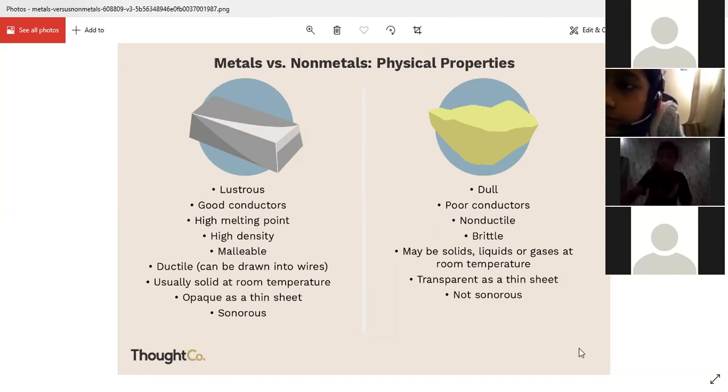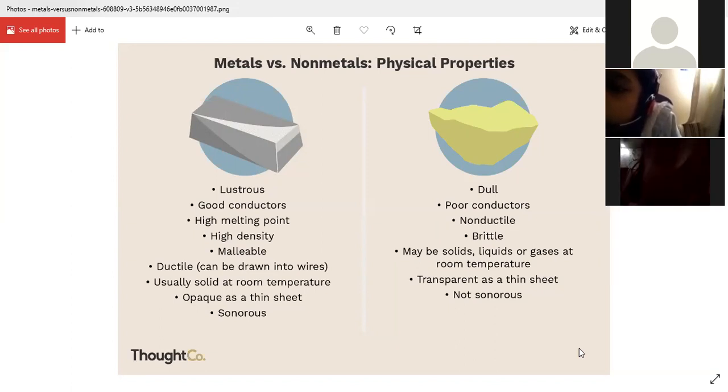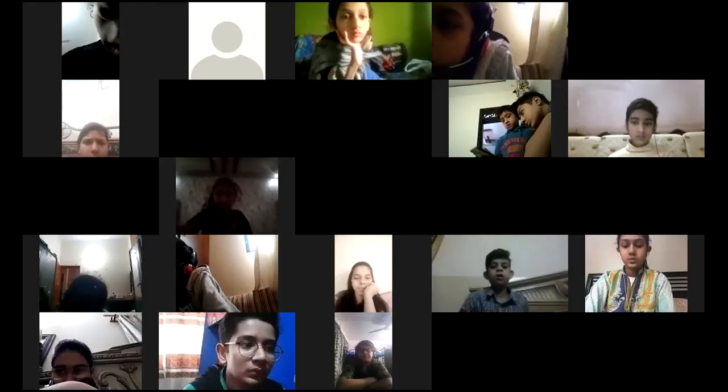Like the metals are lustrous, good conductors. It has a high melting point, high density, malleable, ductile. The meaning of ductile is that it can be drawn into wires, यानी कि wires के अंदर लग सकता है, ठीक है? Usually solid at room temperature, opaque as a thin sheet, sonorous, right? Whereas non-metals are dull, they are poor conductors, they are non-ductile, brittle, maybe solid, liquid or gases at room temperature, transparent as a thin sheet, and non-sonorous. These are all the things that we have already discussed, but this is just a picture for your reminding.